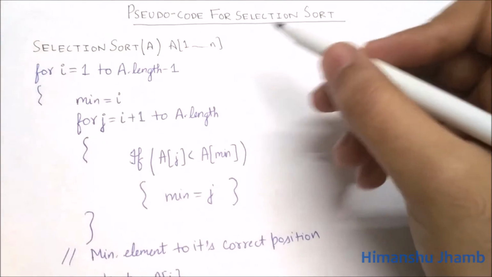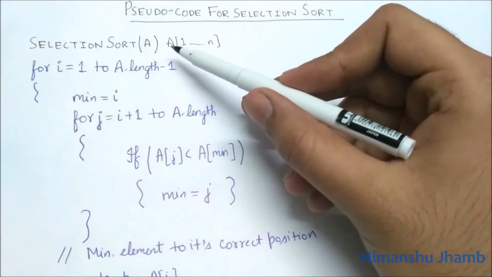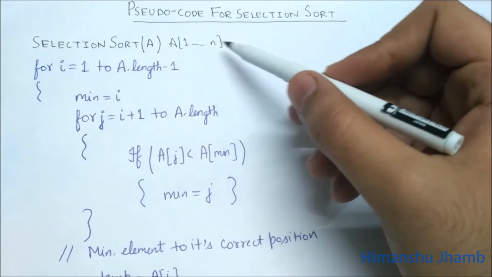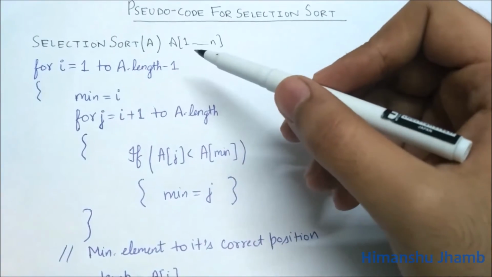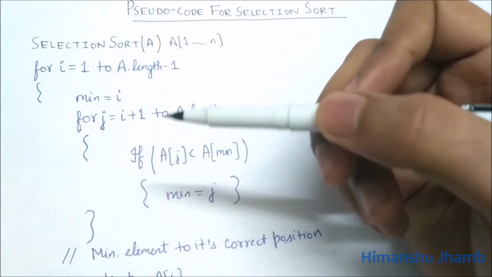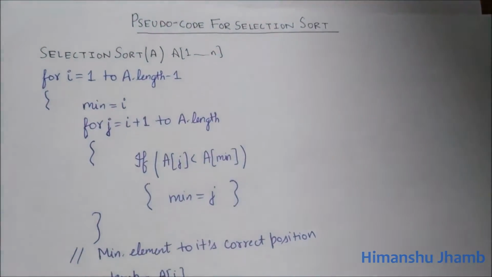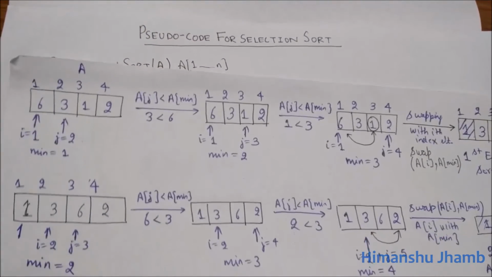Now let's look at the pseudocode for selection sort. Selection sort takes as an input an array containing a sequence of length n which is to be sorted, and this algorithm sorts the numbers in place. That is why it is also called an in-place algorithm. So now let's discuss the pseudocode with an example.